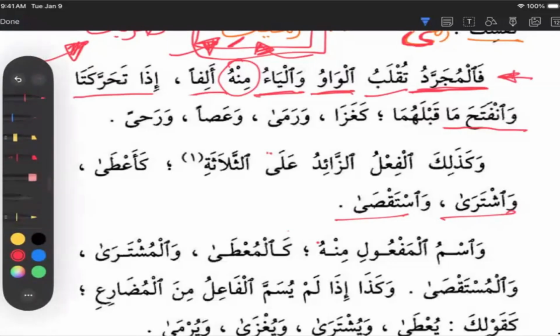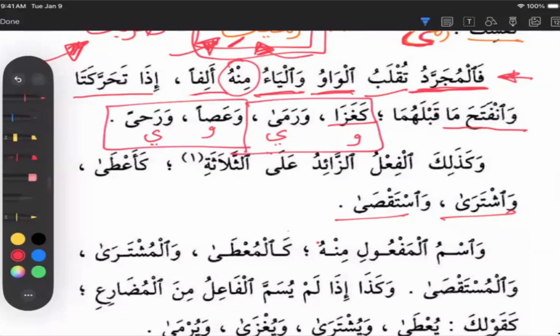What's the purpose of ghaza? To give you an example of a verb whose original last letter is a wow. Why rama? A verb whose original last letter is a ya. Why asa? A noun whose original last letter is a wow. And why raha? A noun whose original last letter is a ya, meaning you have verbs and you have nouns. So this is the point of the examples here. He's not just throwing examples randomly.